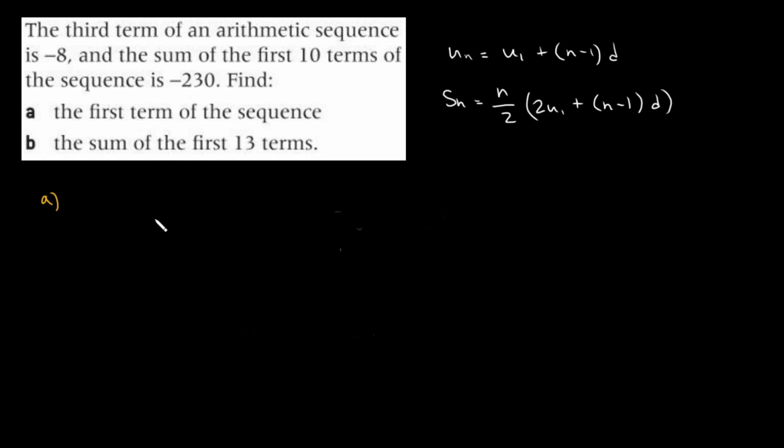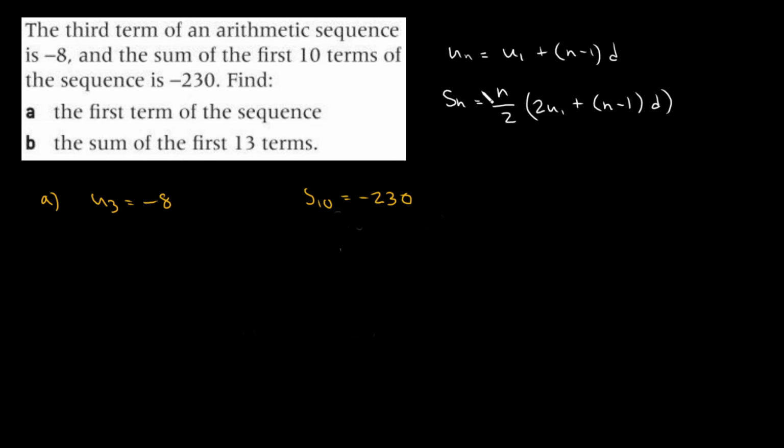So, the most important thing in these word problems is to put them in terms of variables. So, the third term of an arithmetic sequence is minus 8. You can write that as u3 is equal to minus 8. Right? And similarly, when it says the sum of the first 10 terms of the sequence is minus 230, you can write that as S10 is minus 230. And now you're asked to find the first term of the sequence, and you might be going, whoa, where do we get u1, right? But it makes a little more sense when you expand u3 and S10.